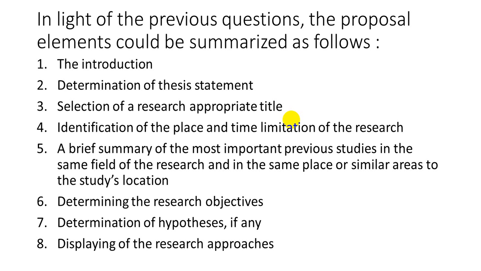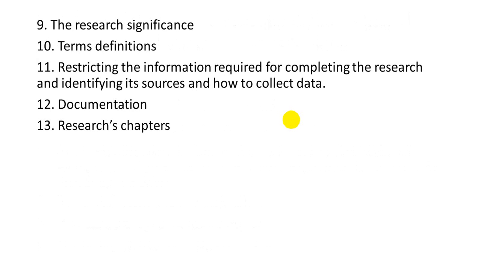Number six, determining the research objectives. Then, determination of hypothesis if any, displaying of the research approaches. Then the research significance. After that, terms definitions. Point number 11, restricting the information required for completing the research and identifying its sources and how to collect data. The point before the last one, documentation and research chapters.